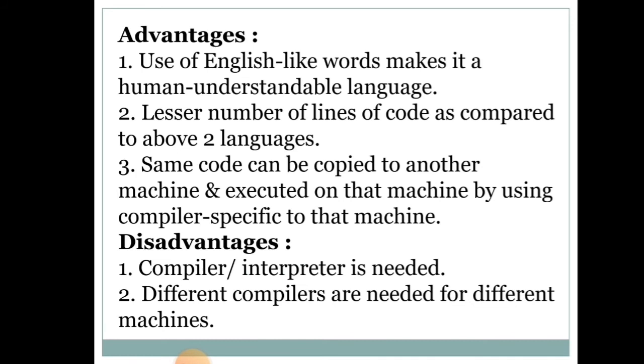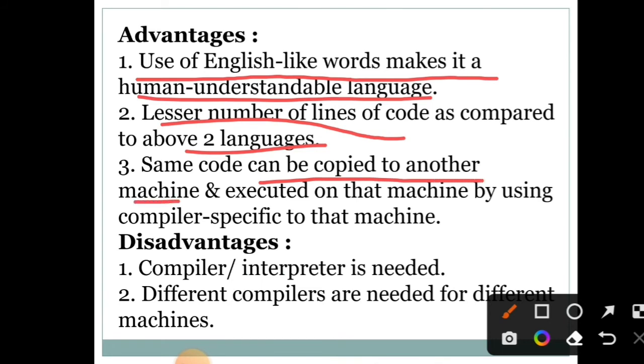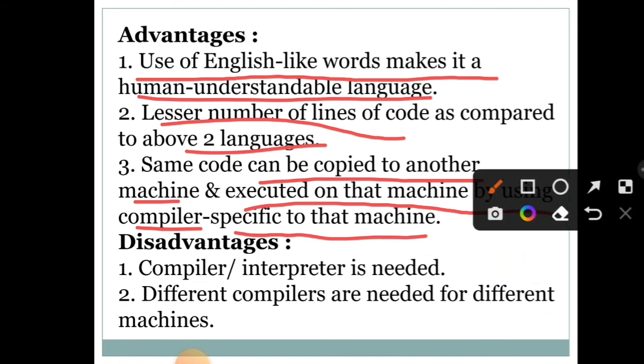Advantages. So the high level language advantages are: use of English like words makes it a human understandable language. Next, lesser number of lines of code as compared to the previous languages, those are machine level language and assembly language. Code can be copied to another machine and executed on that machine by using a compiler specific to that machine.